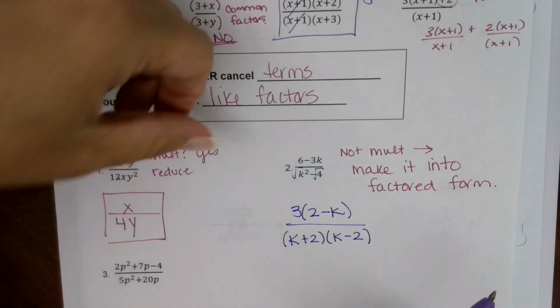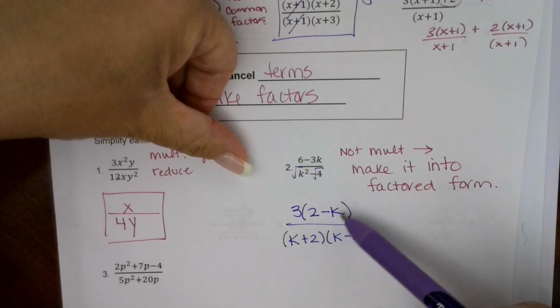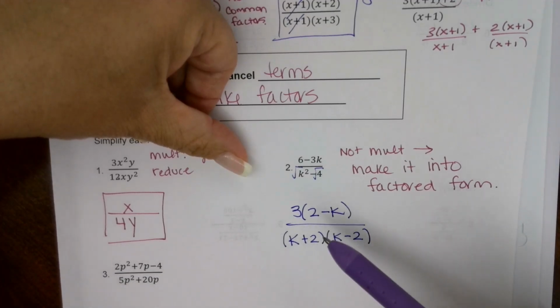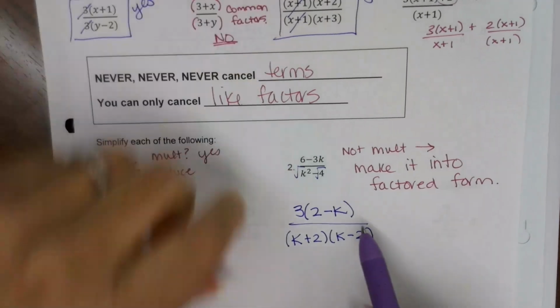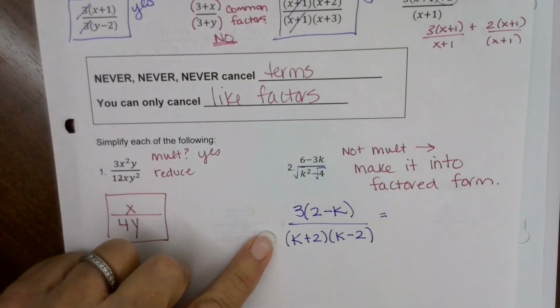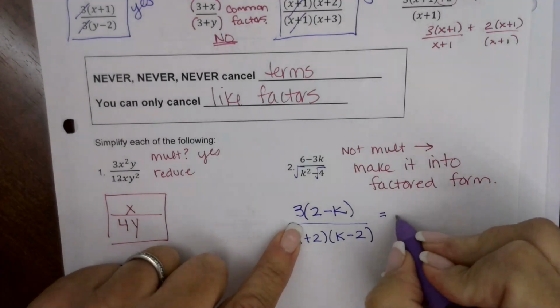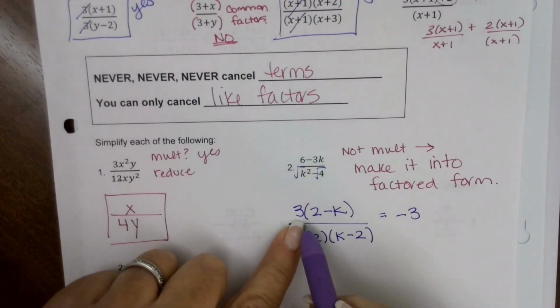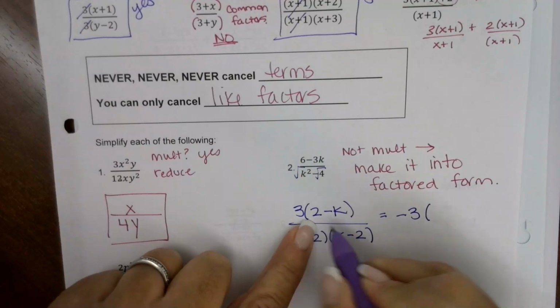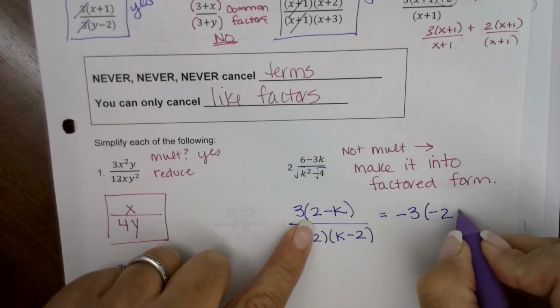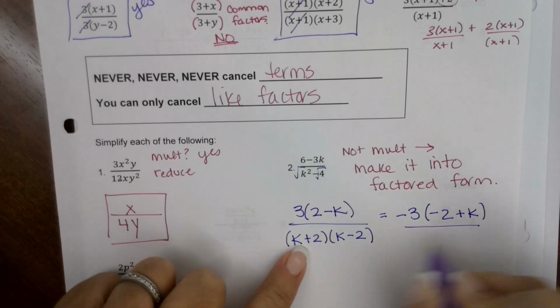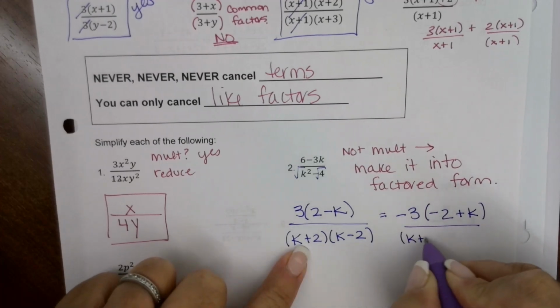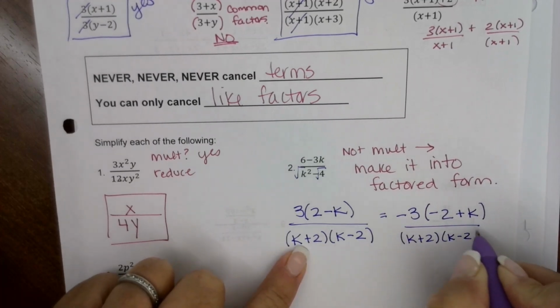So if we look at this, we see we have a 2 and a k, but our signs aren't the same. So I can change this top one by factoring out a negative. So if I make this, instead of a 3, a negative 3, then this changes my order to negative 2 plus k. I'm not going to change anything on the bottom. So k plus 2, k minus 2. Nothing on the bottom changes.